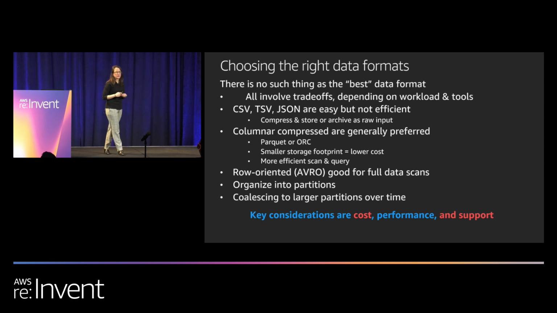They will compress and store this archive as raw inputs. So the other options are columnar compressed. These are usually preferred, but it's because it's a smaller storage footprint, and they're more efficient to scan and query. But again, this might not necessarily be the right thing for you. You can have row-oriented data, such as Avro, good for full data scans. And you can organize this data into partitions, and you can coalesce into larger partitions over time. So the key considerations for what format your data will be in are really cost, performance, and support. What can you actually fully support?